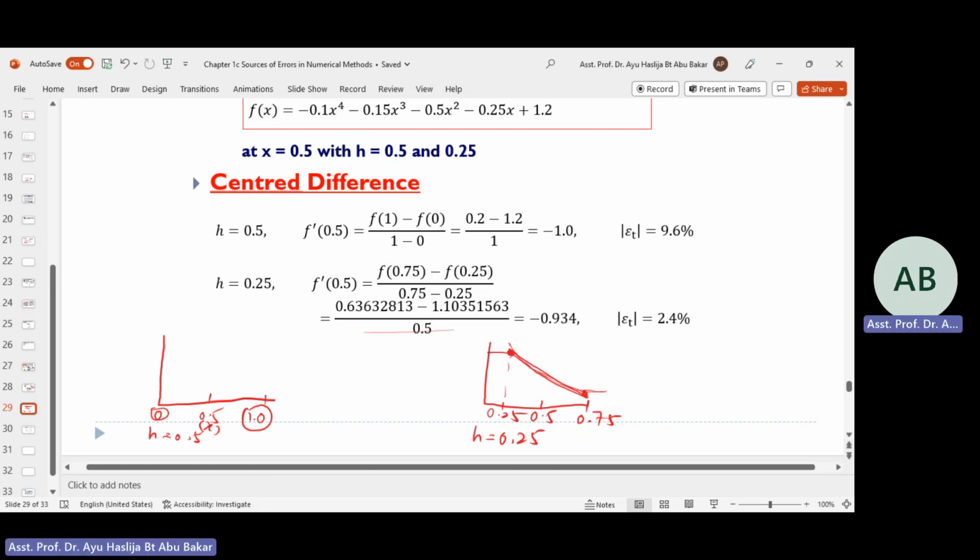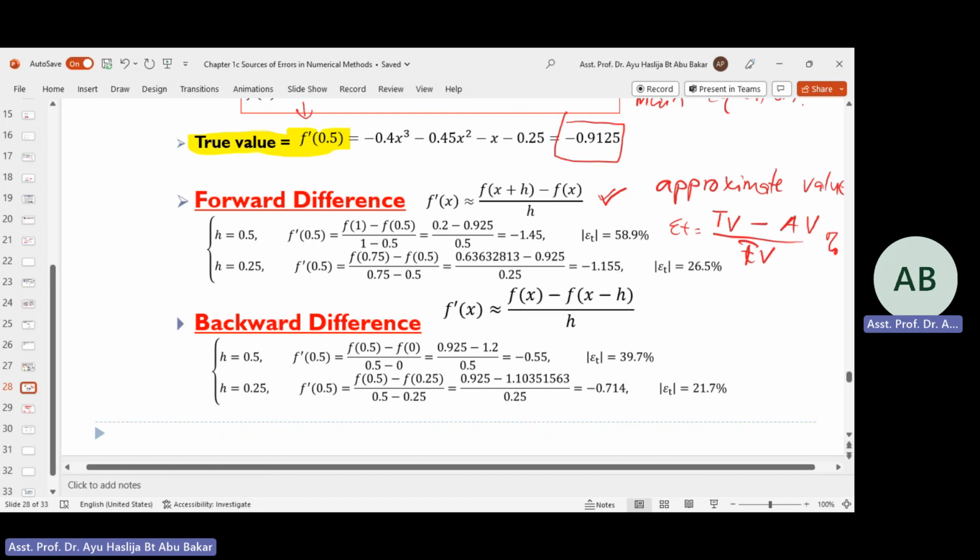From the previous statement, when you have different step sizes, I go back to the previous slide. I move to the previous slide further. Here you notice the difference of the error. H 0.5 is 58.9, H 0.25 is 26. So we can say half the error. So half the step size will halve the error.